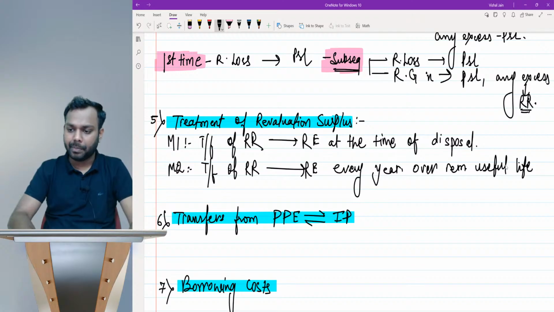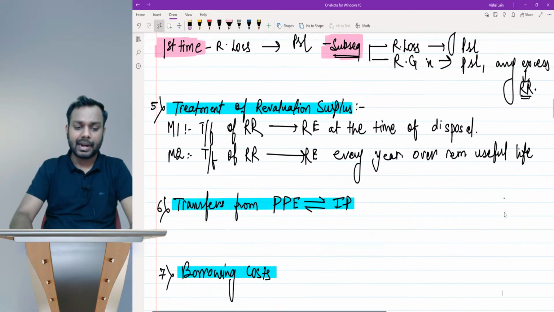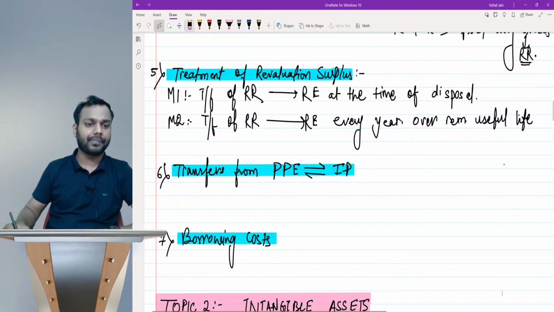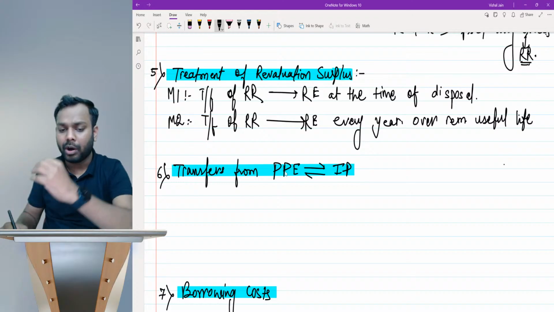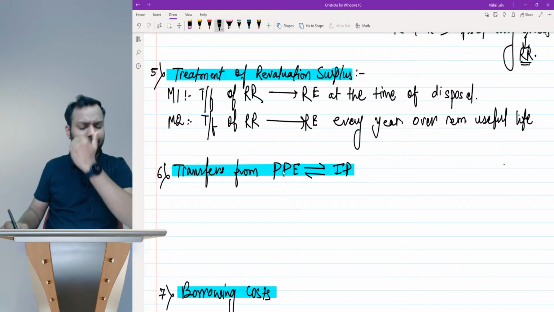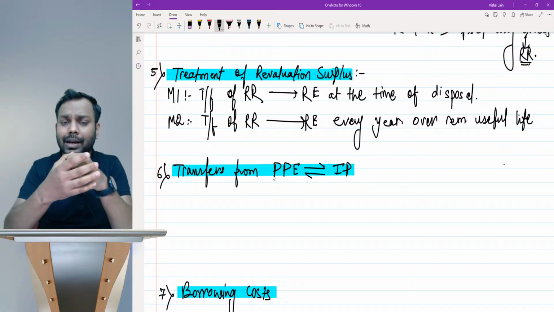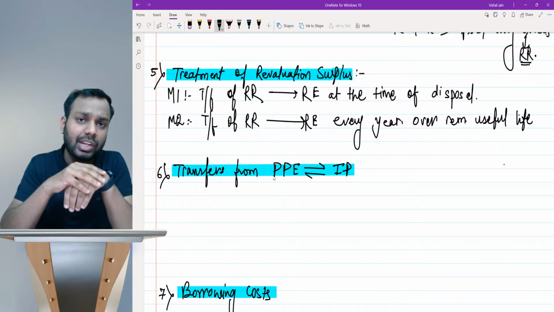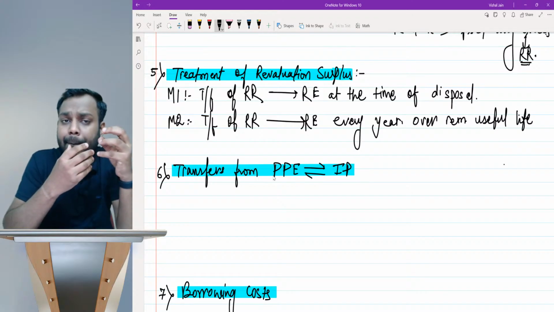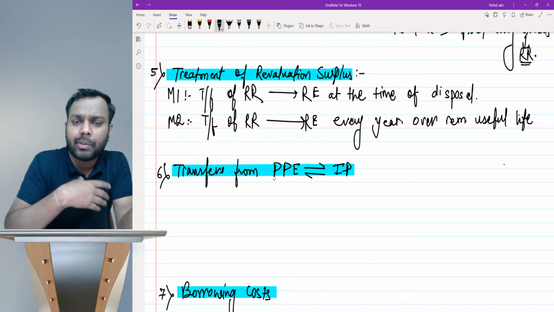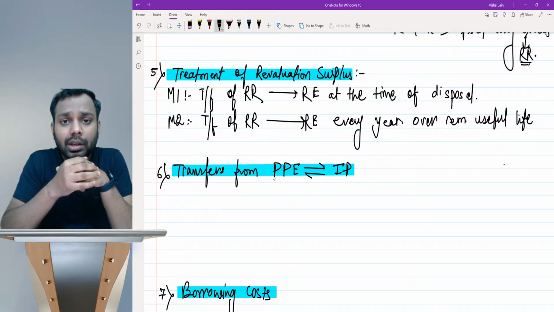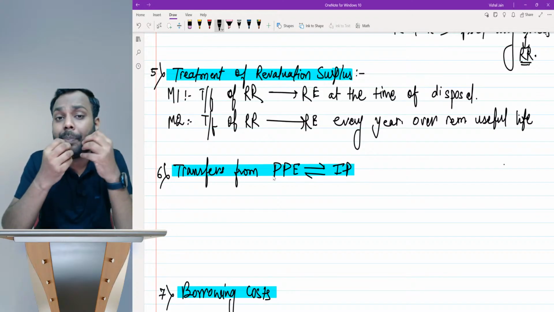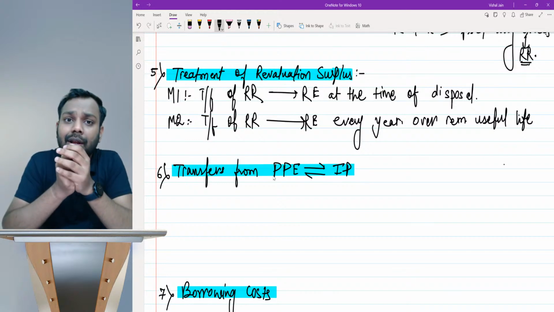Now coming on to transfers, the transfer cases. Transfer from PPE to investment property or investment property to PPE. Guys, we must understand that solely saying that the intent of management has changed, earlier it was investment property and now the management wants to classify it as property, plant and equipment, just because of change of intention, can they transfer? No, there should be evidence for that. What should be the evidence?